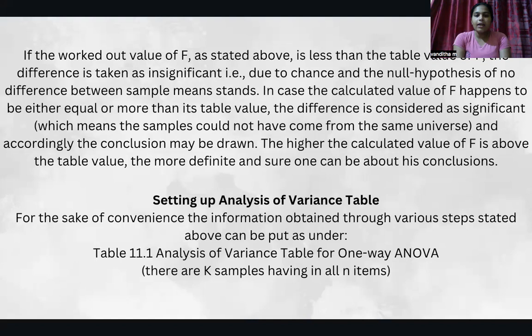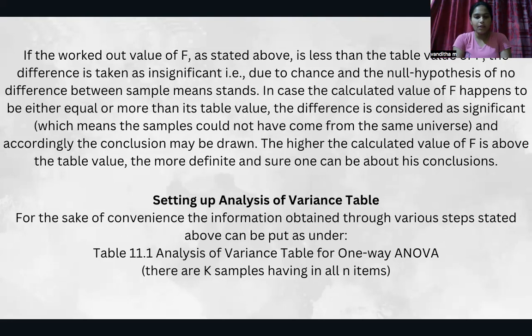In case the calculated value of F, that is the F ratio, happens to be either equal to or more than its table value, the difference is considered as significant, and accordingly the conclusion may be drawn. So according to the value of F, the conclusions for ANOVA can be made. The higher the calculated value of F above the table value, the more definite and sure one can be about the conclusion. So the entire decision depends upon the F ratio and the table.